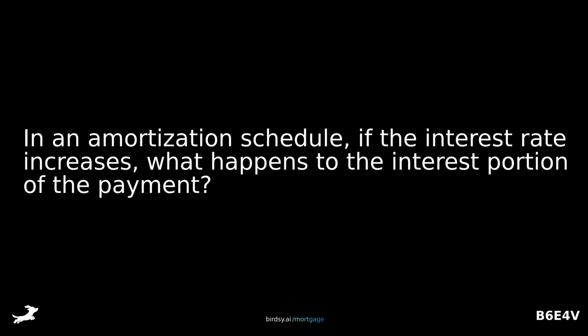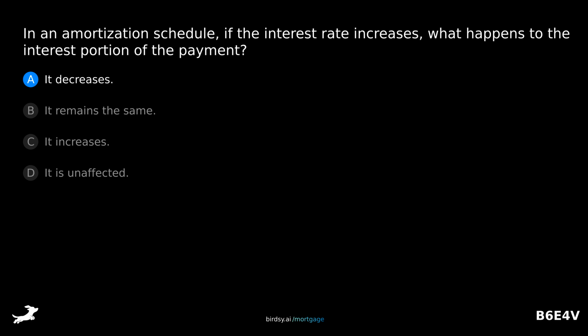In an amortization schedule, if the interest rate increases, what happens to the interest portion of the payment? Is it A, it decreases, B, it remains the same, C, it increases, or D, it is unaffected? The answer is C, it increases.